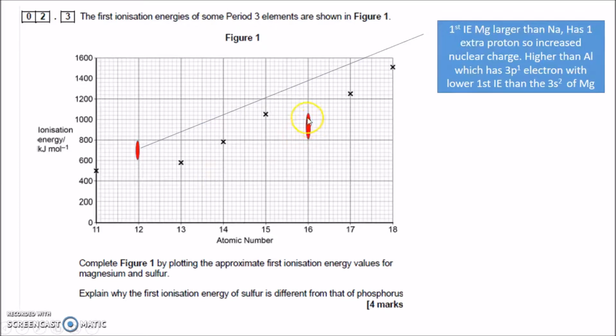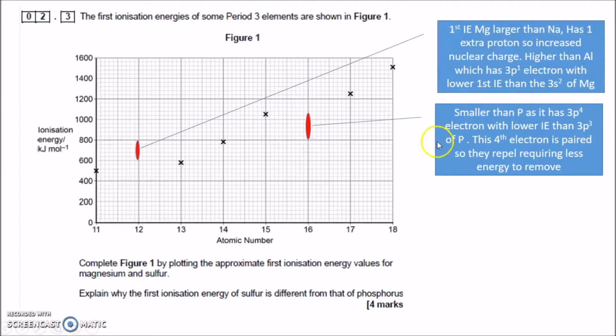Let's have a look at sulphur then. Sulphur is in this region. It comes down. The reason that sulphur comes down is that phosphorus has got 3p3. Aluminium has 3p1, silicon 3p2, phosphorus 3p3. The 3p3 is half full, and the 3 electrons are not paired. In sulphur, you've got 3p4, so you've got 3 single p electrons, and the 4th electron pairs up with one of those 3p electrons. So you've got a pair of electrons, and they start to repel. That pair repels, and that's why it's easier to remove the 4th p electron from sulphur than it is from phosphorus, which has got 3 unpaired p electrons.